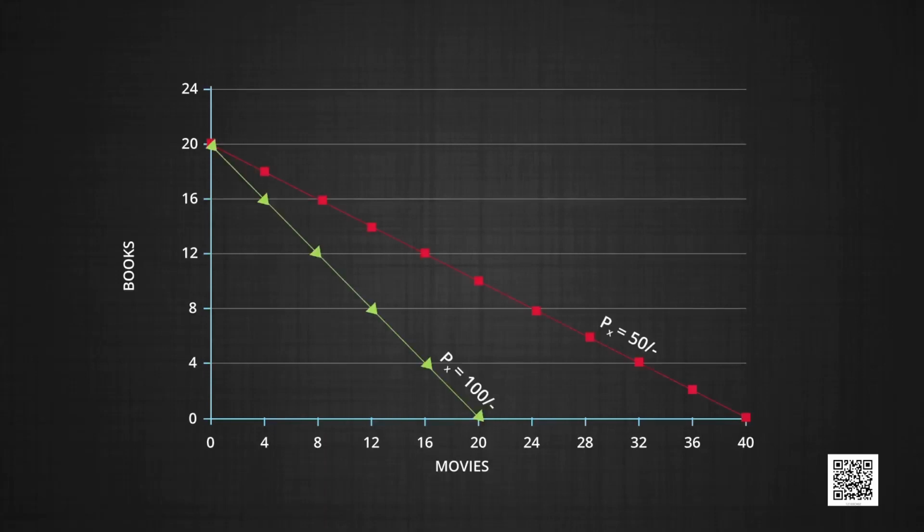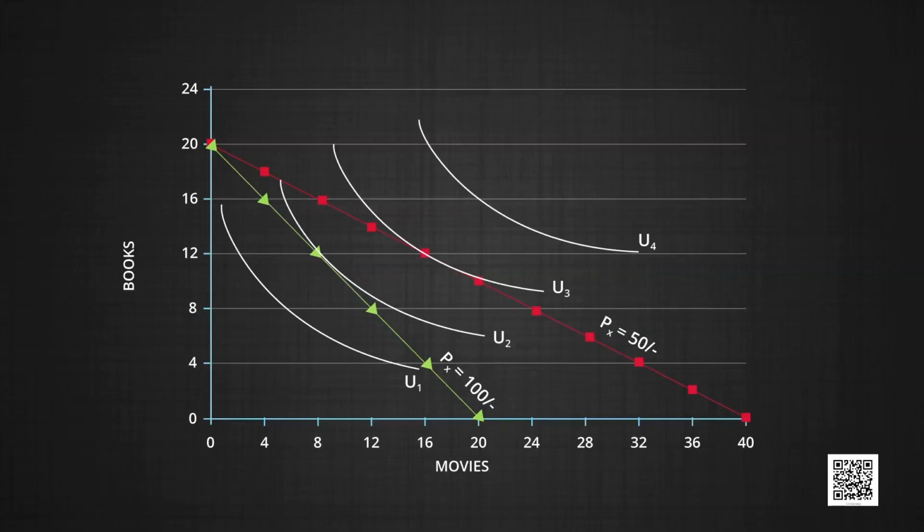Superimposed on the budget lines is the consumer's indifference map. The consumer's old equilibrium, E1, is now beyond his new green budget line. He cannot afford it anymore. His new equilibrium is where his new budget line is tangent to the highest possible indifference curve, and this is at E2. He now consumes only 10 movies and 10 books rather than 16 movies and 12 books that he was doing earlier. Notice that the number of movies consumed has gone down as the price of movies has gone up.